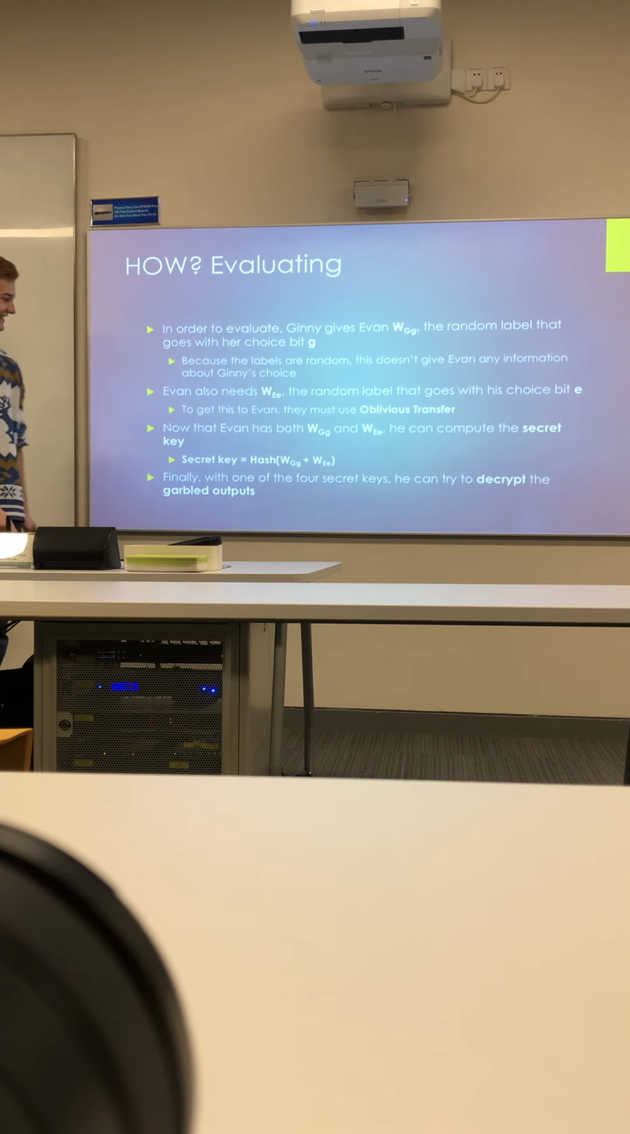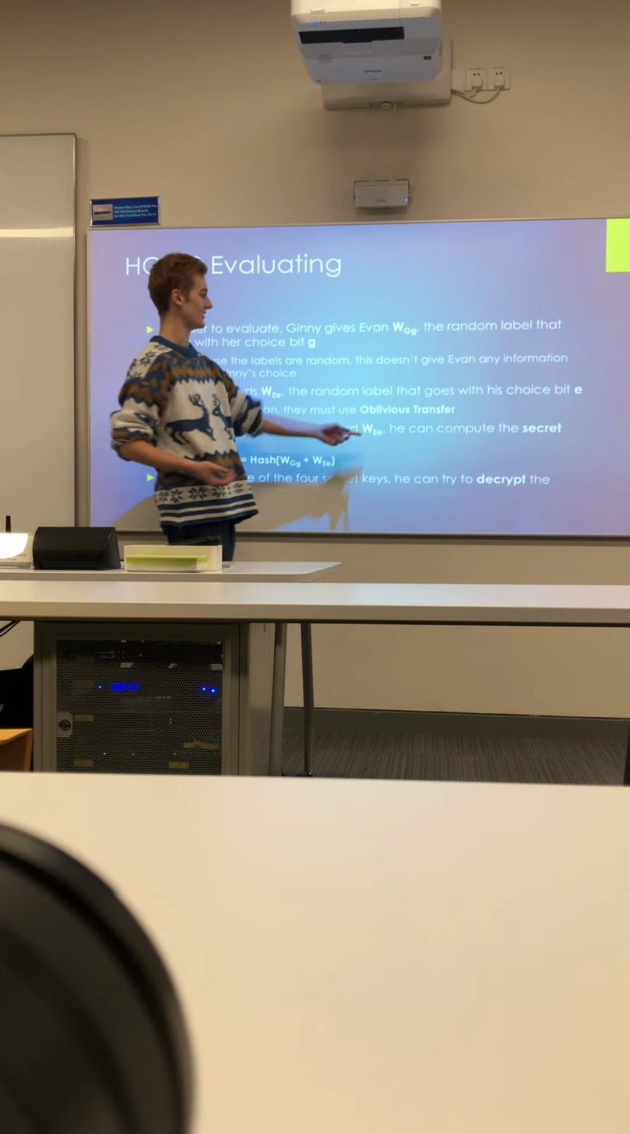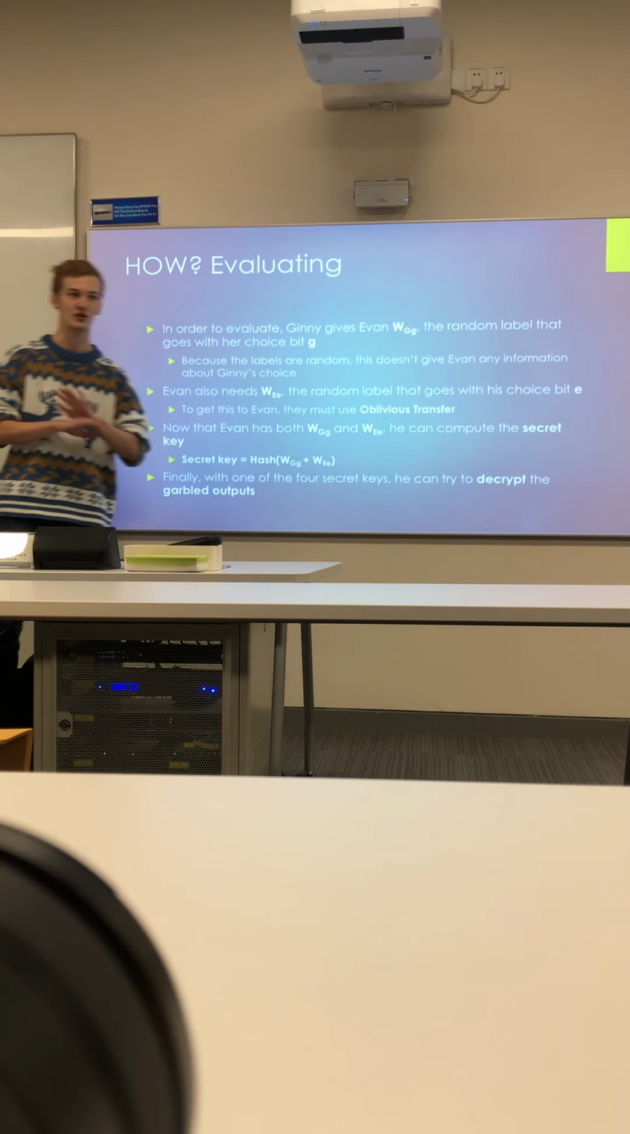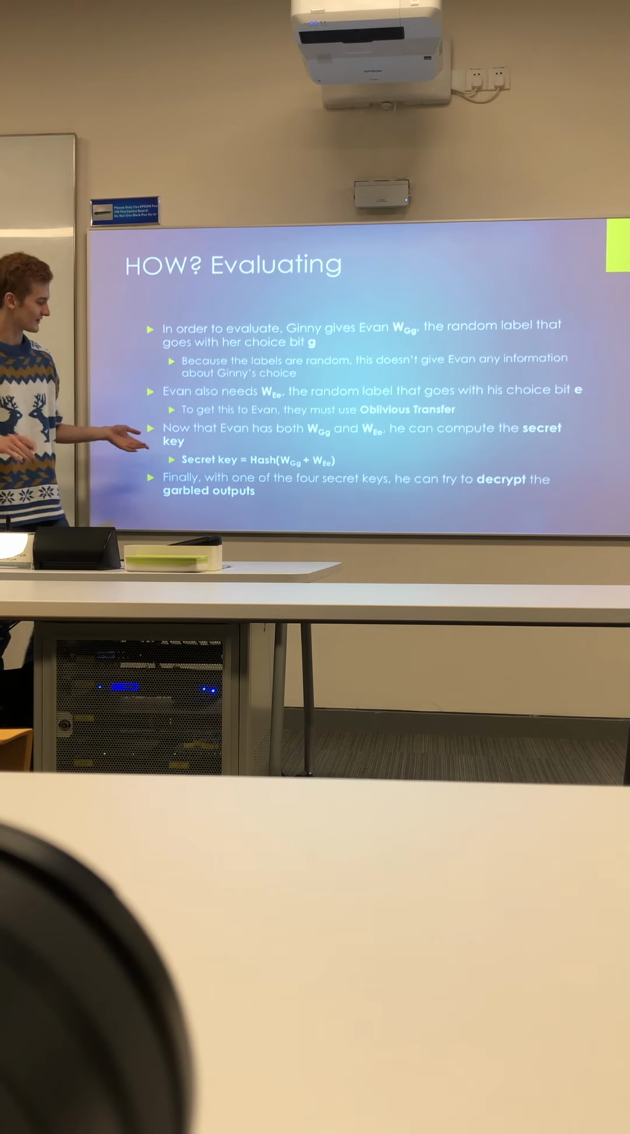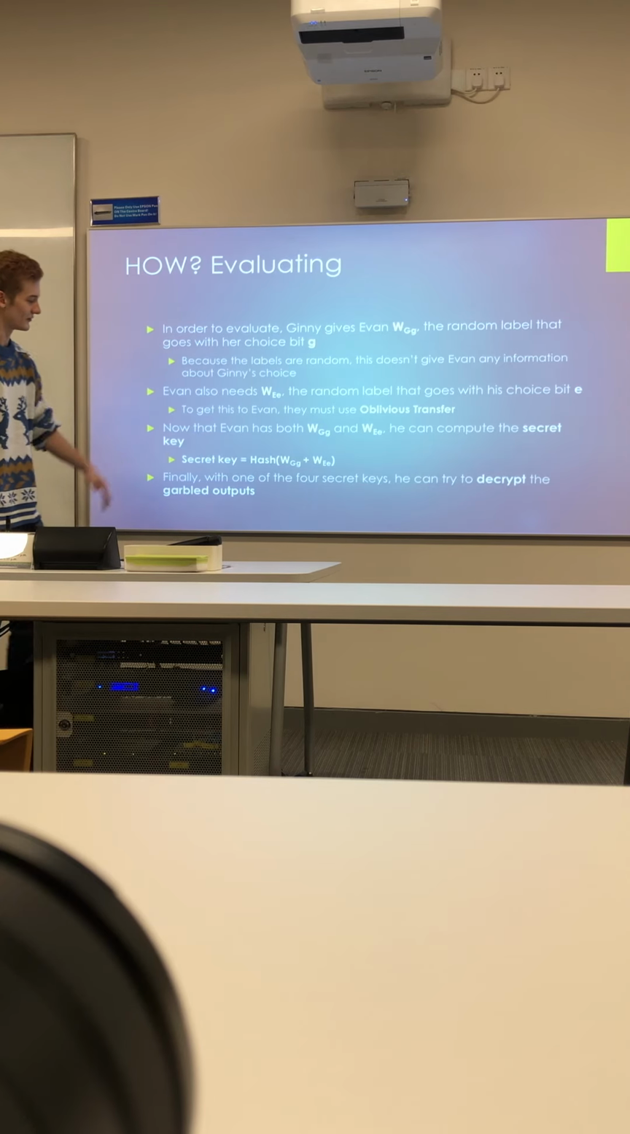It's very nice, and now nobody is getting any information that would allow them to figure anything else about the problem. So now that Evan has these 2 random labels that go with each person's specific choice and no extra information, he can compute the secret key that goes with those labels, and using that secret key, he can decrypt one of the outputs. So either 0 or 1. And then usually there has to be, well, it's okay, we'll get into that later.